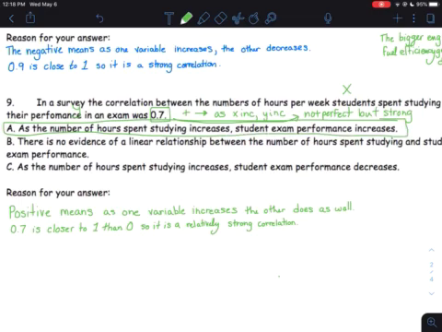And reasons for our answer: positive means as one variable increases, the other does as well. The more you study, the better you do. 0.7 is closer to 1 than 0, so it is a relatively strong correlation. We could say that there is a relationship between the two things.